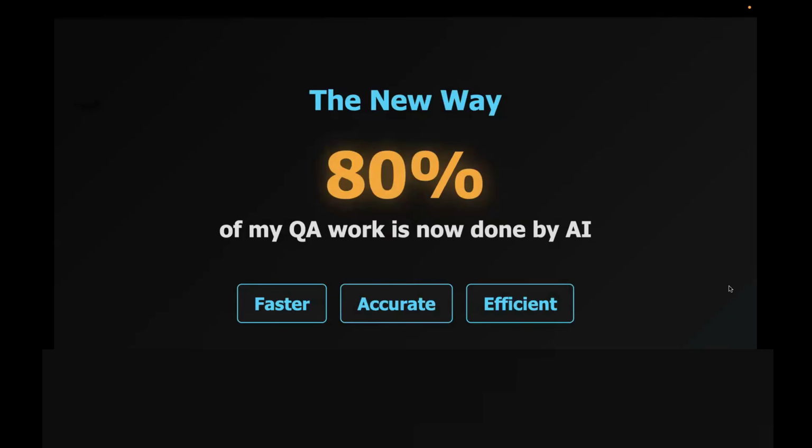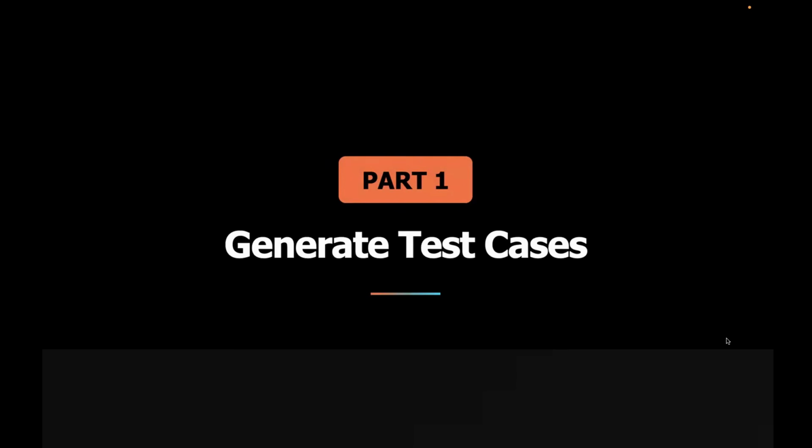So using the new way, which is basically using AI. So the new way is AI. Now AI does 80% of your QA work. So it's faster, it's accurate, it's efficient. So let me show you how. So first, let's look at this comparison.